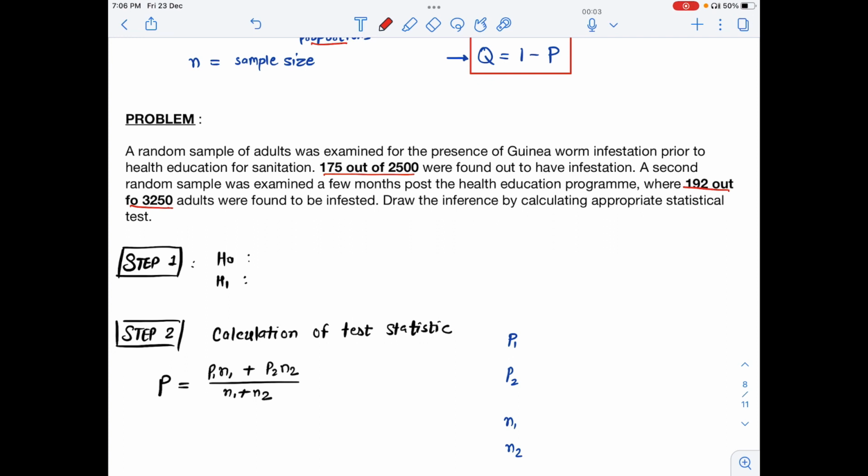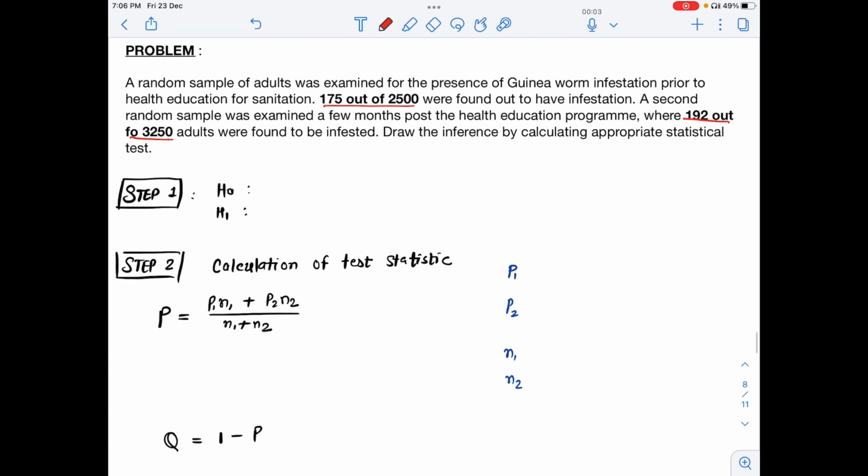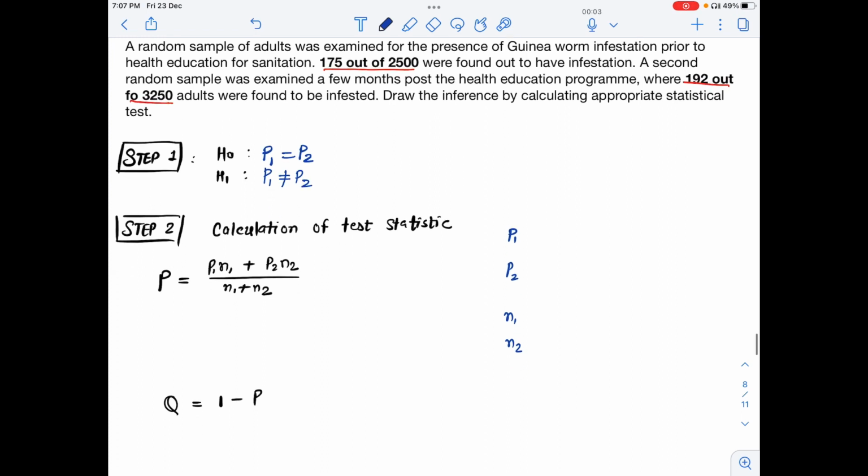Now for step 1 again we will use null hypothesis. What will it be? The proportion of P1 and P2. Now P1 is for before the health education program and P2 is for after the health education program, and this proportion is for people who are infested with guinea worm out of total sample. So for null hypothesis we will assume that there was no significant difference and P1 will be equal to P2, and P1 not equal to P2 will be our alternate hypothesis, because we are asked to find difference.